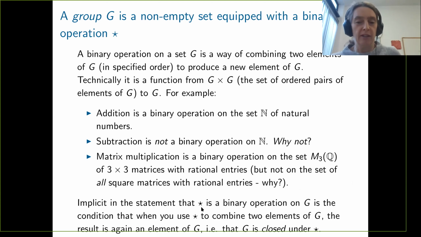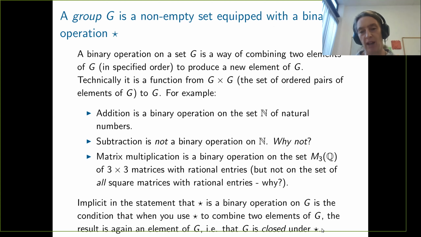The other thing I want to mention, if you're reading about group theory in books or on websites, is that you might come across an axiom of closure in addition to the three axioms that we've mentioned. So I just want to say something about that. Implicit in the statement that star, or whatever it's called, is a binary operation on our set G, is the condition that when you take two elements of G and combine them with star, the outcome is again an element of G.